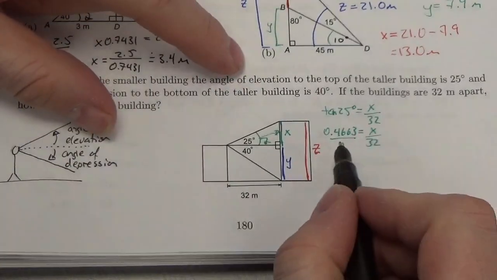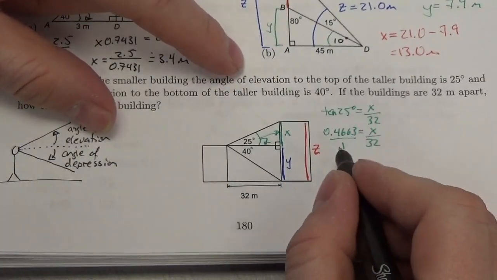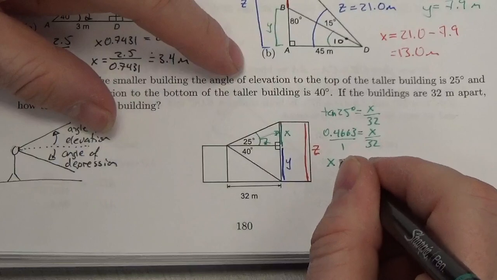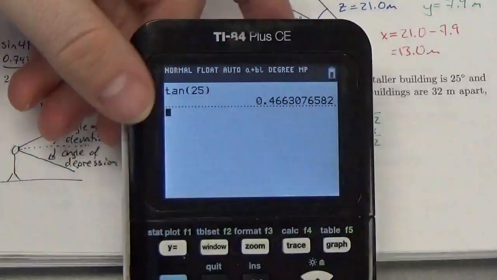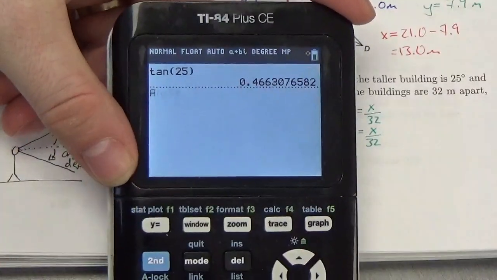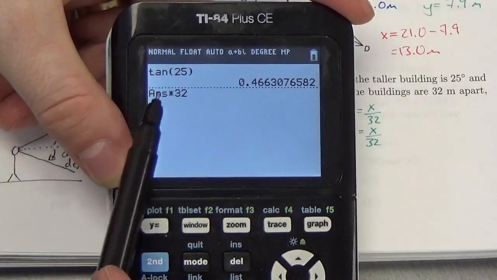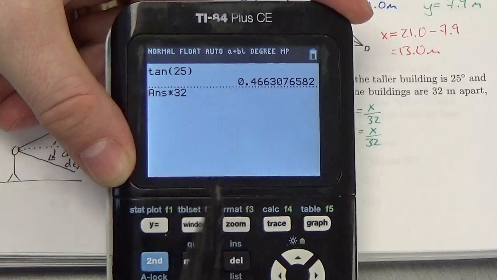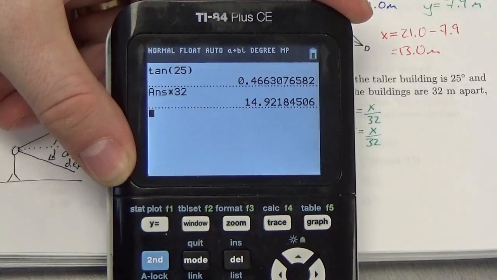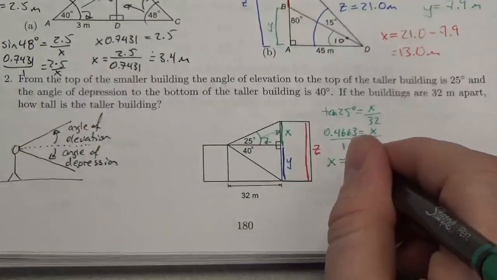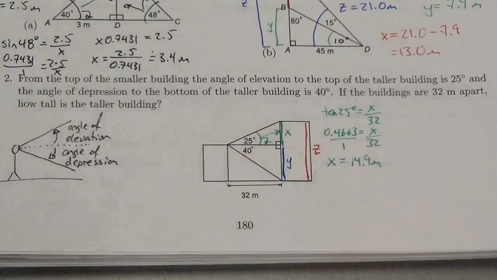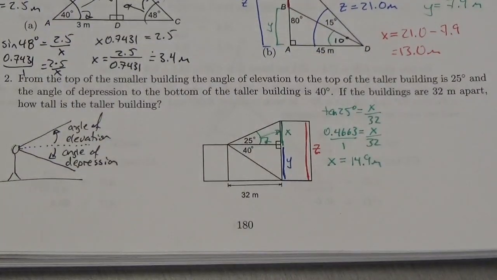And then I love when this works like this, when that variable is up in the numerator, because 1 times x is just x. And then I just multiply those together. So I'm going to take that number right there, and we're going to multiply that by 32. If I just press multiplication, the calculator knows that I mean I got to multiply the last number that I worked with. So I'm going to get 14.9. Okay, roughly 14.9. I'm going to leave that number in my calculator so I can refer back to it.